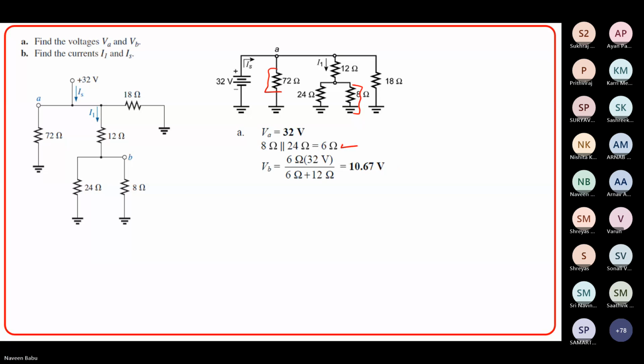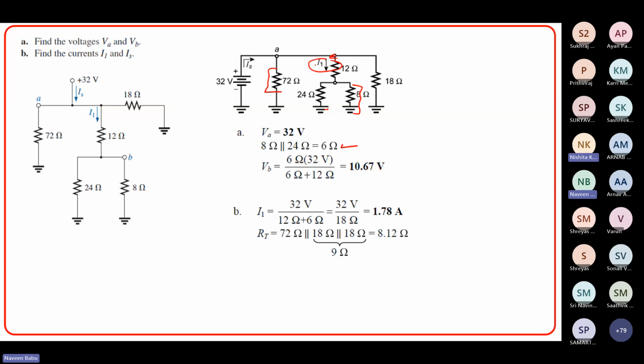Now I1, you want to find I1. You know the total voltage, by the way, right? So VB is 10.67. So the total voltage between this point and this point is 32 volts. 32 divided by 12 plus 6, 18, will be the current flowing across this branch, right? So 32 divided by 18 is 1.77, which is the total current I1. So 32 divided by 12 plus 6, because this voltage divided by the total resistance in this branch is 32 divided by 18, 1.78 amps.